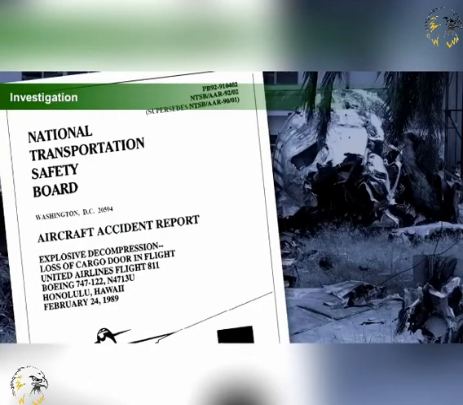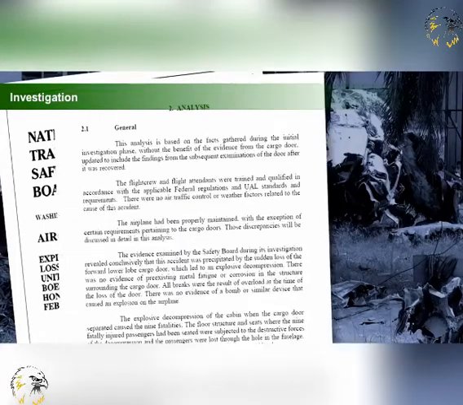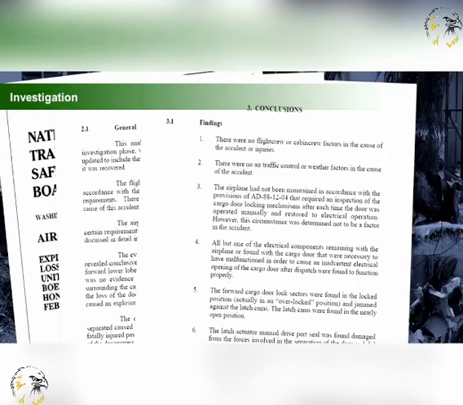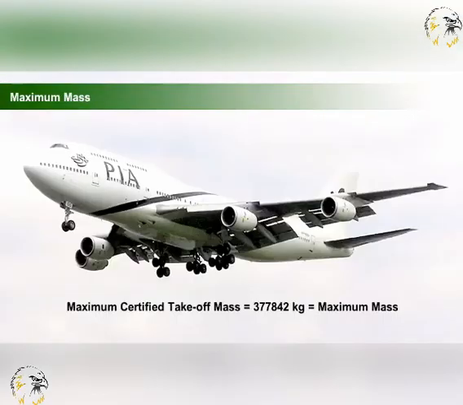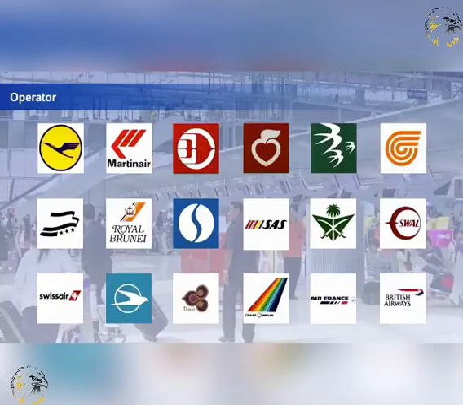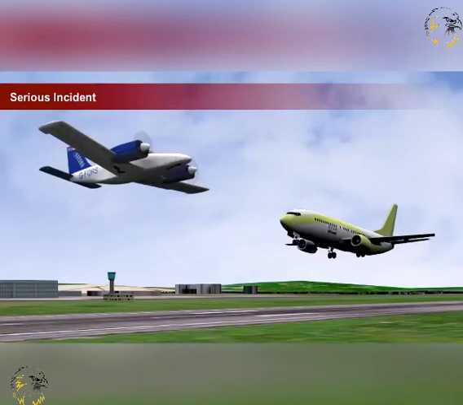Investigation is the process conducted for the purpose of accident prevention, which includes the gathering and analysis of information, the drawing of conclusions, including the determination of causes, and, when appropriate, the making of safety recommendations. The maximum certified takeoff mass is known as maximum mass. Any person, organization, or enterprise engaged in or offering to engage in aircraft operation will be known as the operator. Any event involving circumstances indicating that an accident nearly occurred shall be called a serious incident.